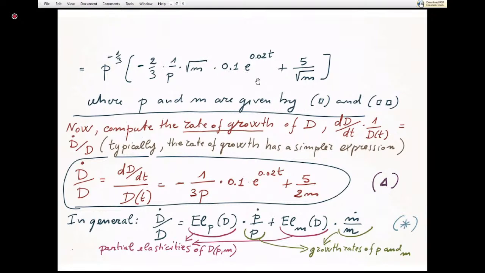But this structure that you see and this possibility to simplify is not just by chance. It is a general property that we are going to show you in at least two lines of computations. It's very easy to show this. That the time growth rate of the dependent variable, which is the demand in this case, d dot over d or d prime over d, is just the partial elasticity of the demand function with respect to price.